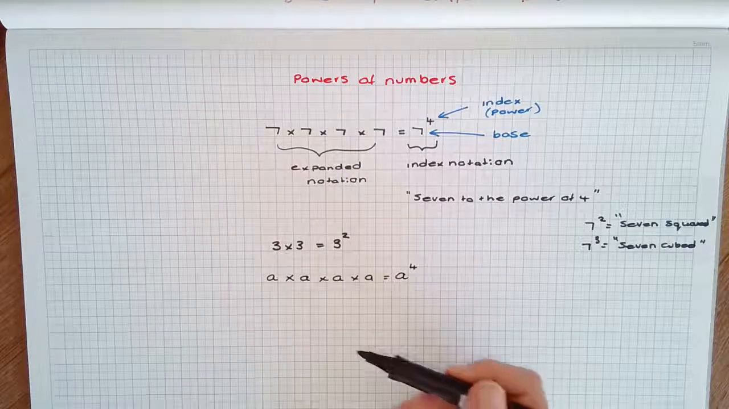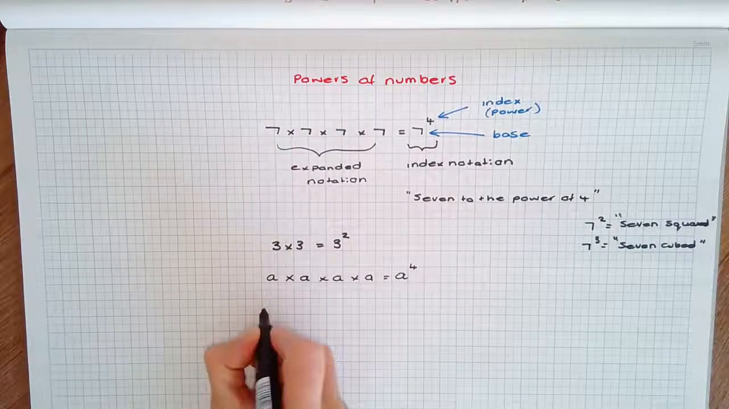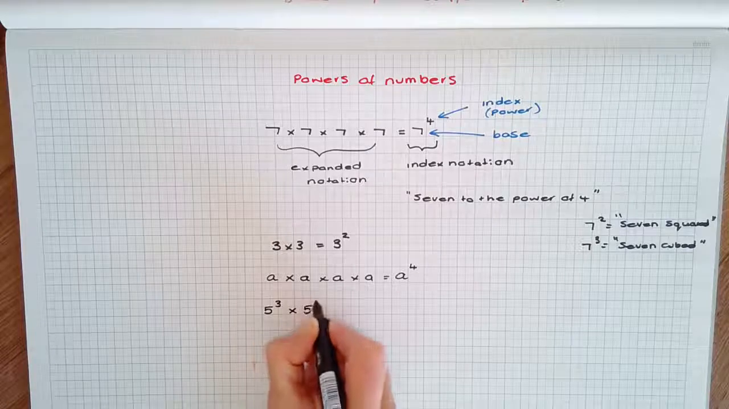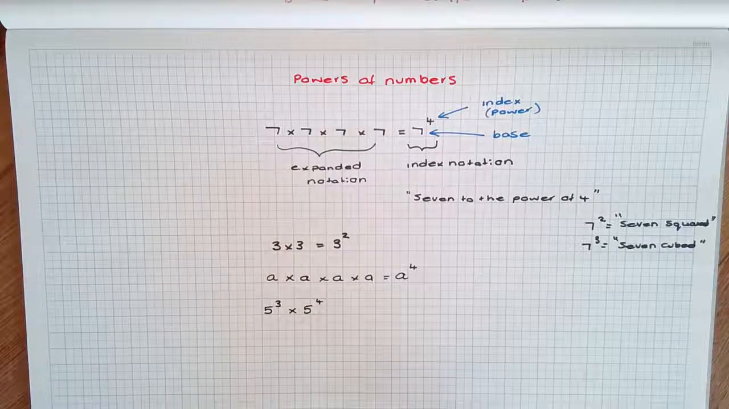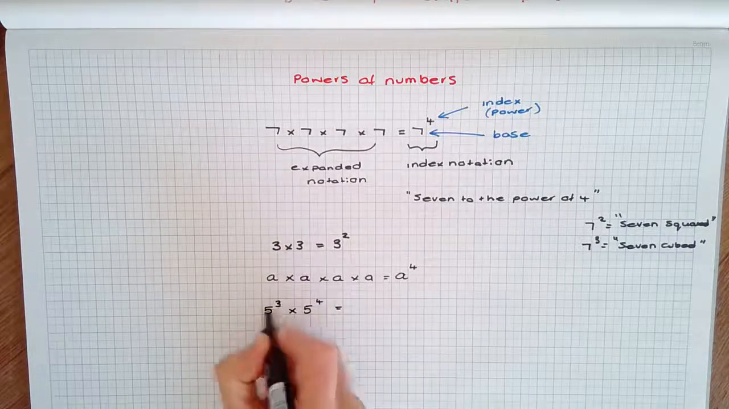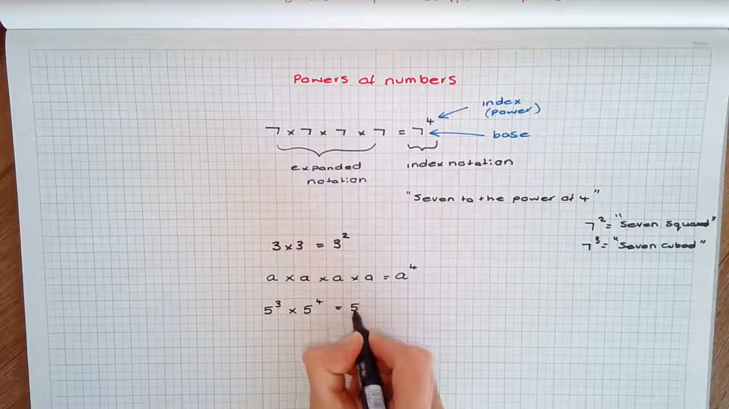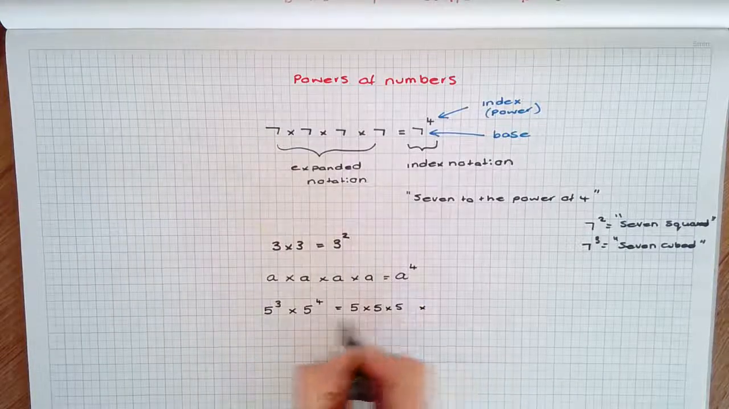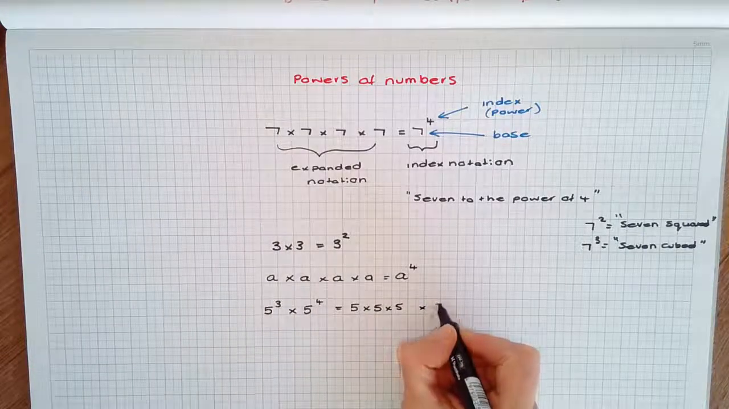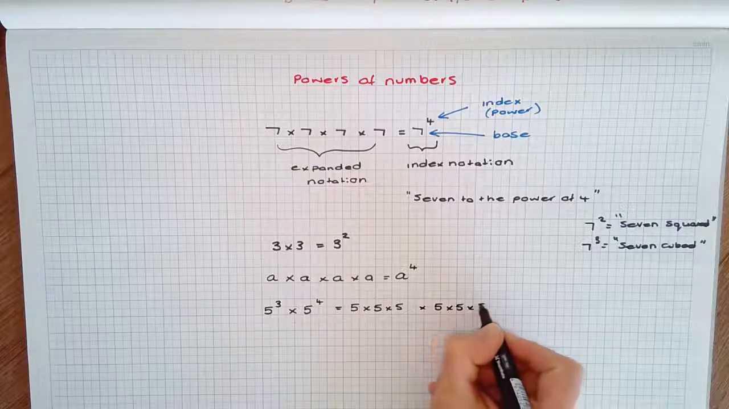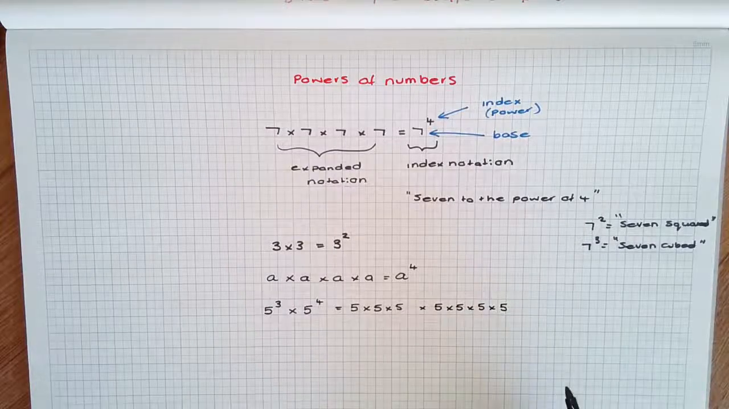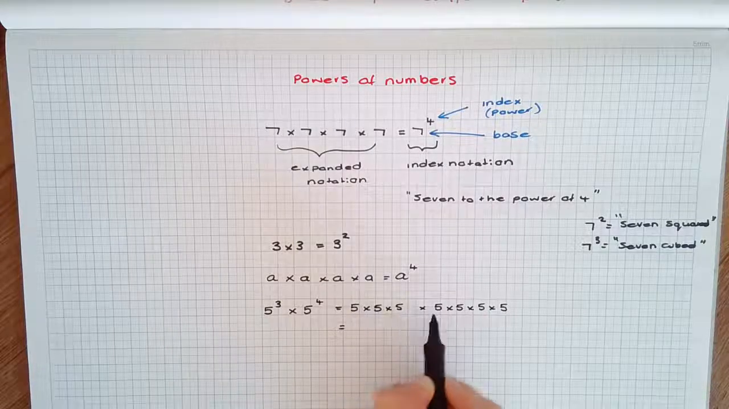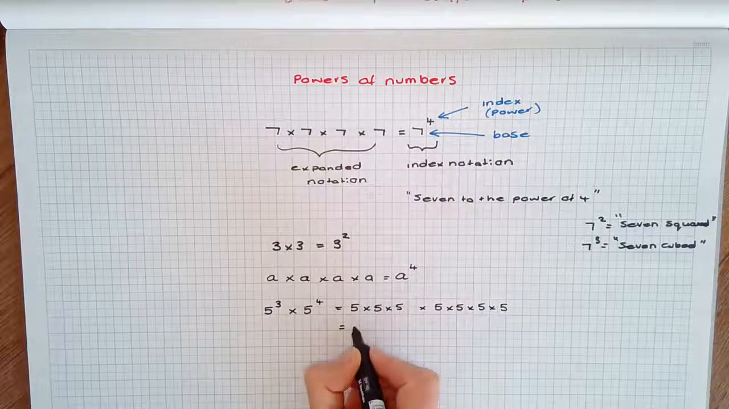We can also have a look at sums. For instance, 5 to the power of 3 times 5 to the power of 4. Now let's have a think about what that actually means. 5 to the power of 3 in expanded notation can be written as 5 times 5 times 5, and it's being multiplied by 5 to the power of 4, which can be written as 5 times 5 times 5 times 5. Altogether, 5 is being multiplied by itself 1, 2, 3, 4, 5, 6, 7 times.